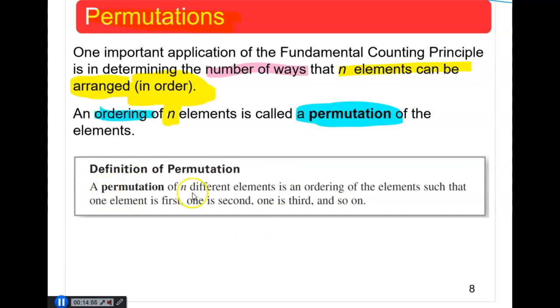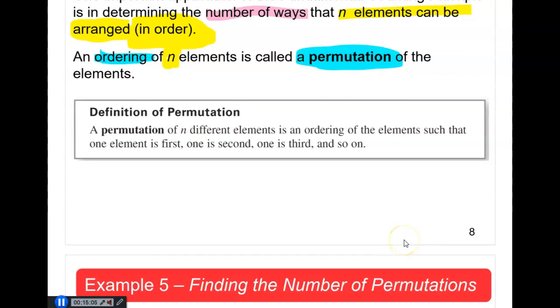So a permutation of n different elements is an ordering of the elements such that one element is first, one is second, one is third, and so on. Another very common example of a permutation is running an election for student council. Let's say president, vice president, and secretary are the three things they're running for, or even more positions.